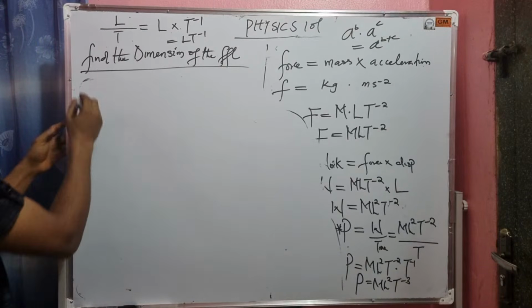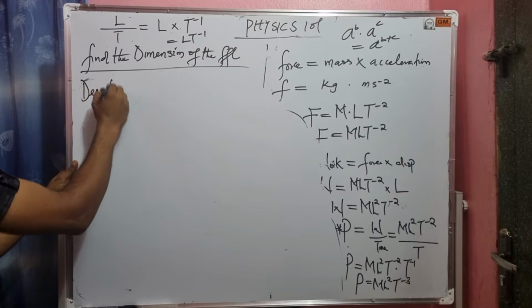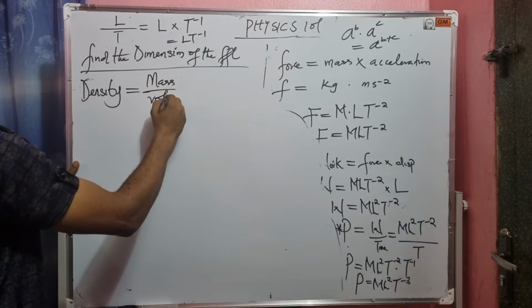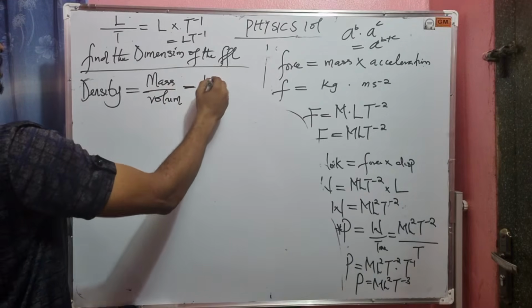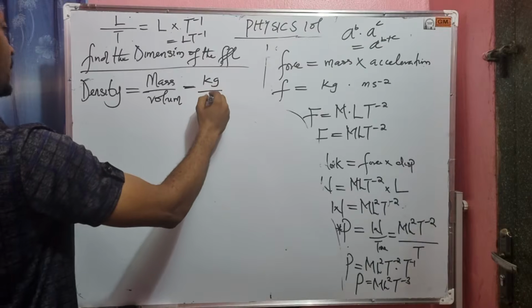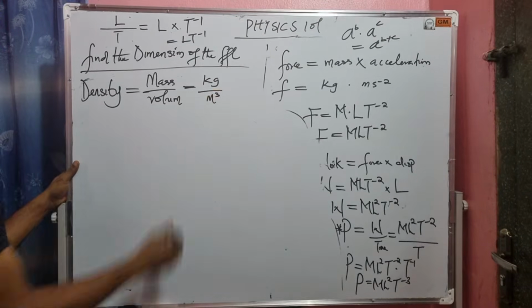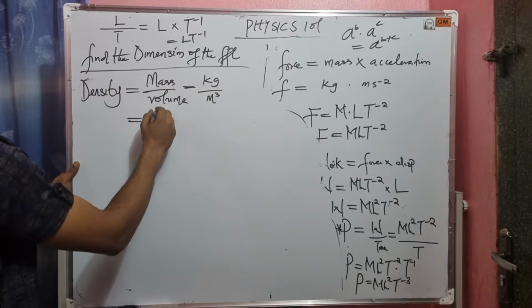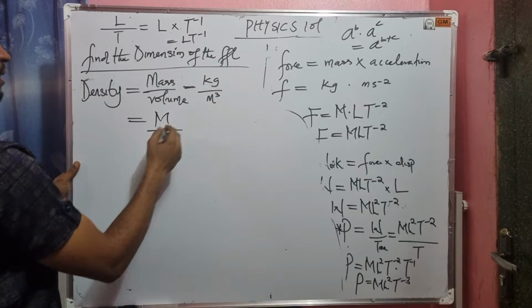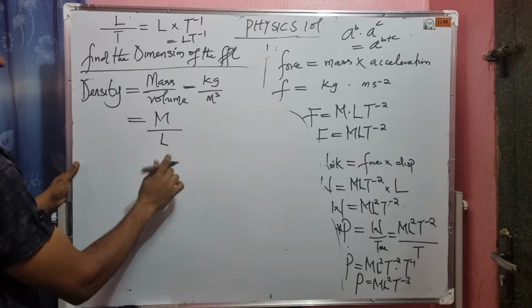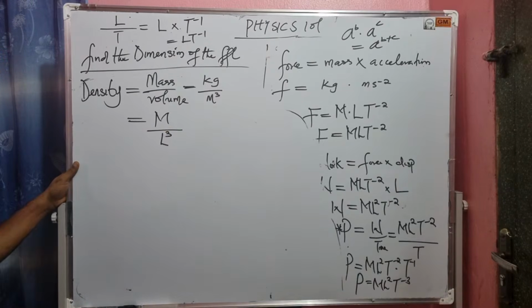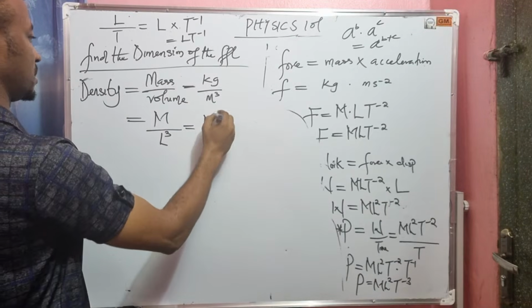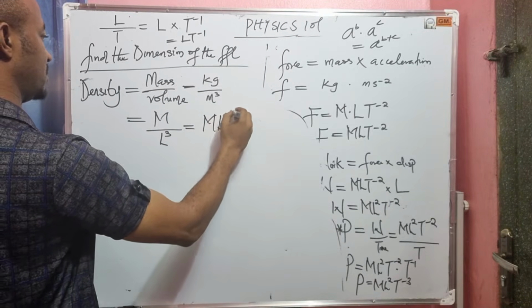Let's look at density. Density is mass over volume. Mass is in kilogram, volume is in meter cube. So that means the dimension of density: kilogram is capital letter M, meter is capital letter L, then we have cube. So by the time we move this upward, this becomes capital letter M, L minus 3.